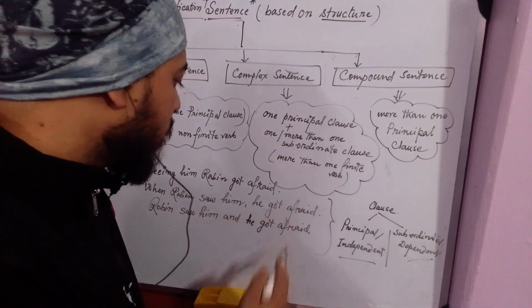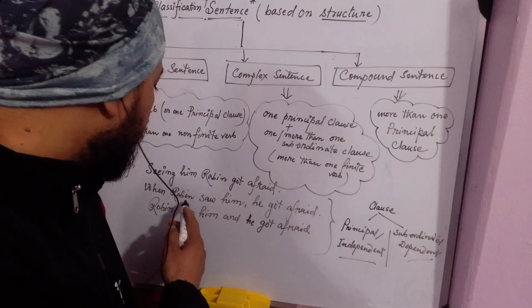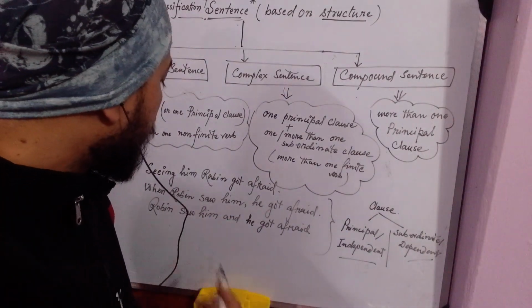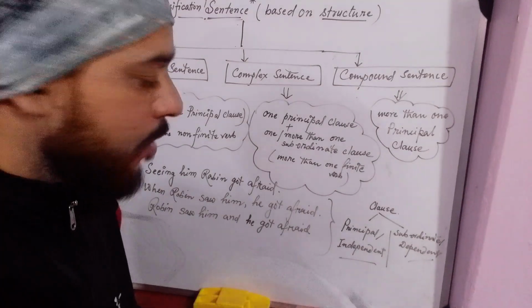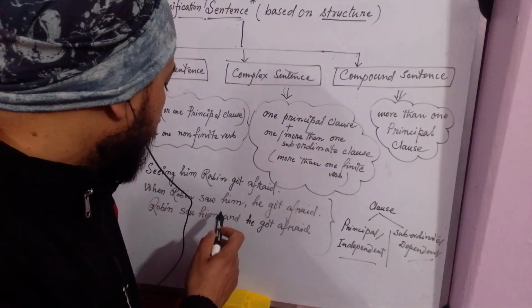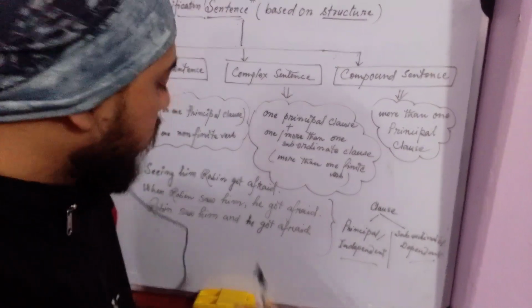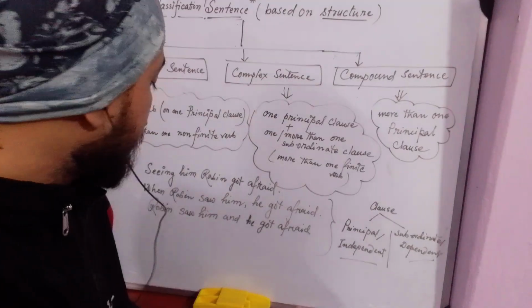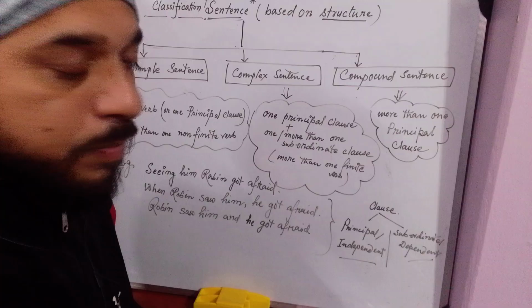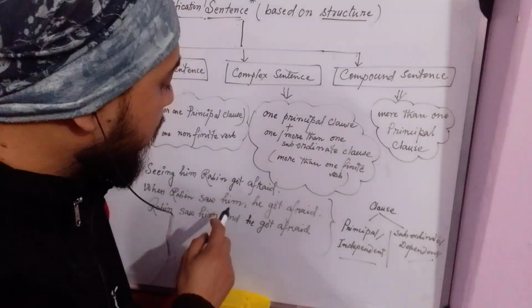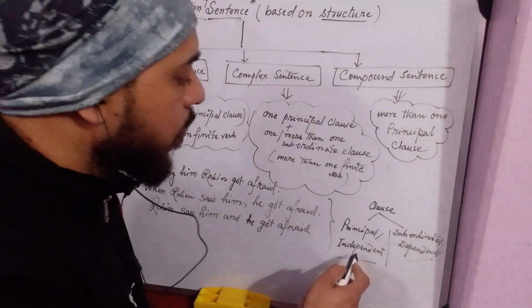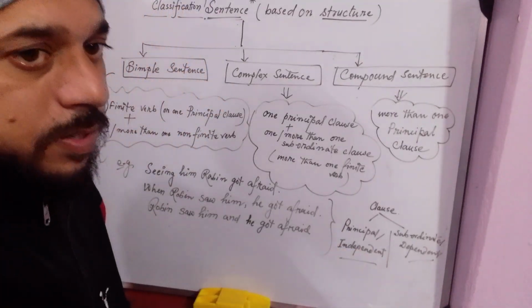Just see here, he got afraid. It doesn't require the other portion to complete its meaning. On the contrary, when Robin saw him, when I utter these words without saying the rest, he got afraid, that means it doesn't have complete meaning. It requires the other portion to complete its meaning. That's why this is depending on that. So this is called dependent clause, or subordinate clause, and the other portion is called independent or principal clause. That is the basic concept.